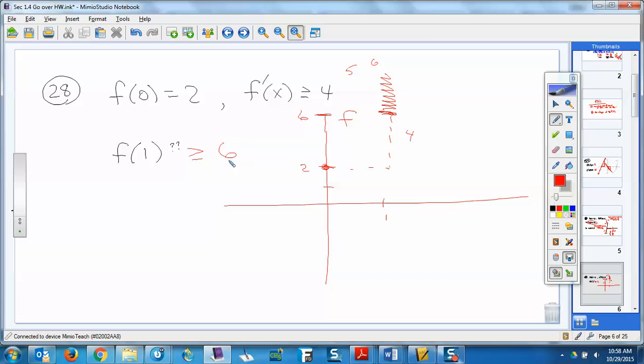But could I say, now, so f of 1 is greater than or equal to 6. Okay? All right. And then negative 3 is negative.